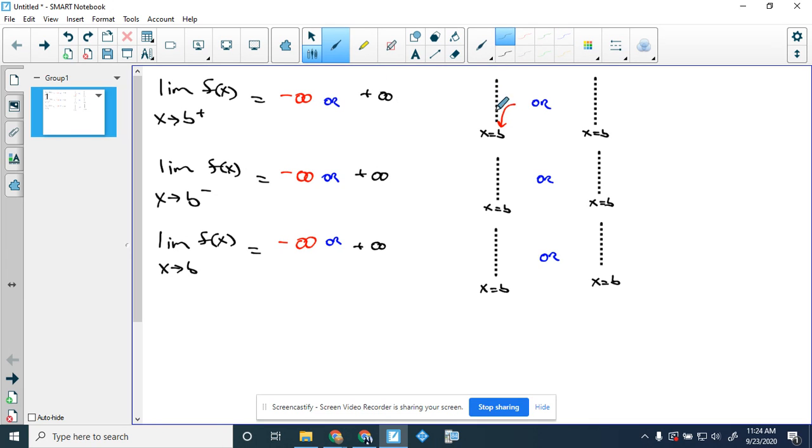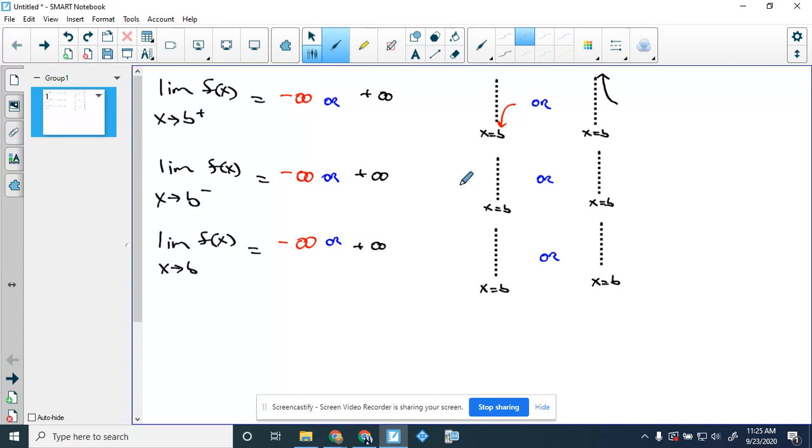Or what about as I go to b from the right and I get positive infinity? So as I'm going to b from the right, my functional values maybe are doing this. Looks like that. What am I kind of describing here? And hopefully you're saying vertical asymptote. All right, so let's take a look at this example.